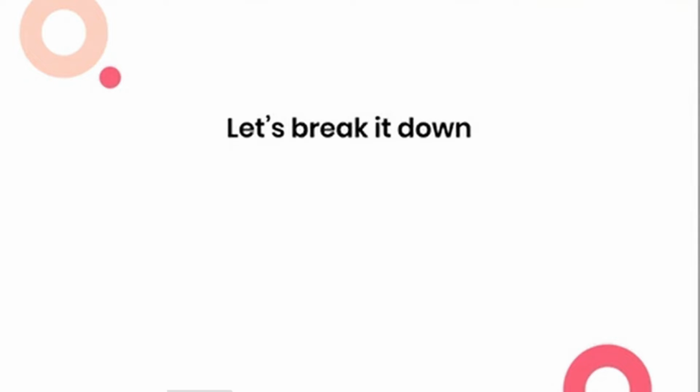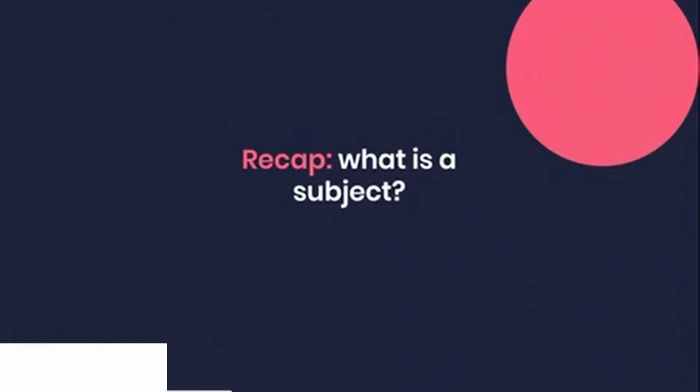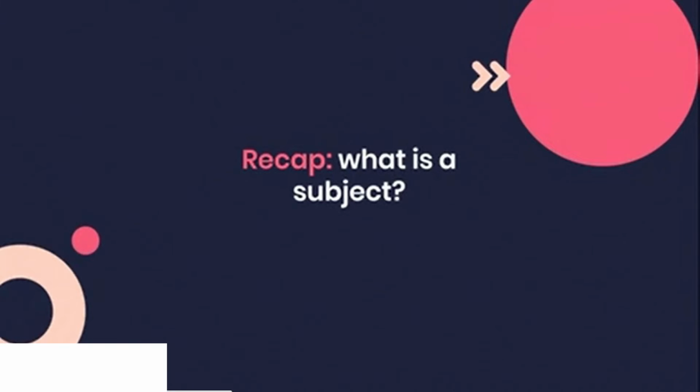Here's that sentence for you. Jane walks the dog. We've got the subject, Jane. We've got the verb, walks. And we've got the object, the dog. Remember those words? Subject, verb, and object? Let's have a quick recap to see if we're all on the same page.